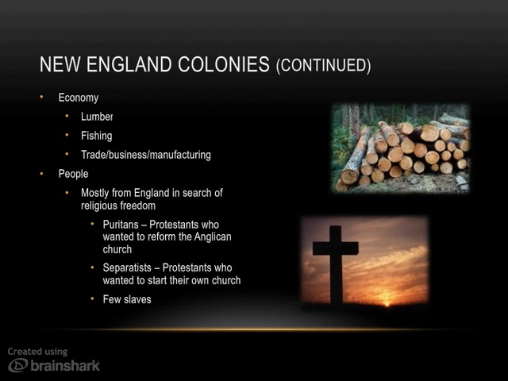The settlers of the New England colonies were primarily people from England that had moved to the New World in search of religious freedom. They included Puritans who wanted to reform the Anglican Church and who saw themselves as a city on a hill for the rest of the world to emulate, and separatists who wanted to start their own churches. One of these separatist groups, the Quakers, went on to become the first group of people to fight for the abolition of slavery in this country.